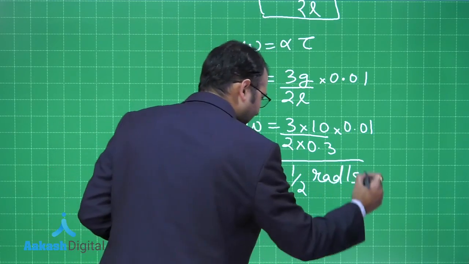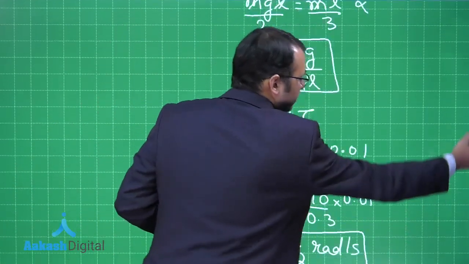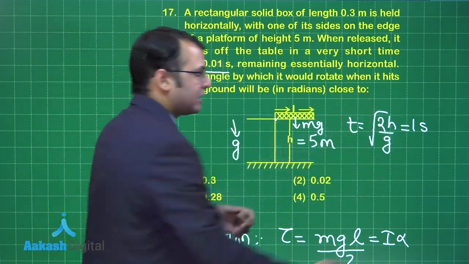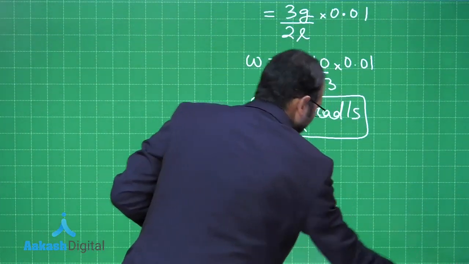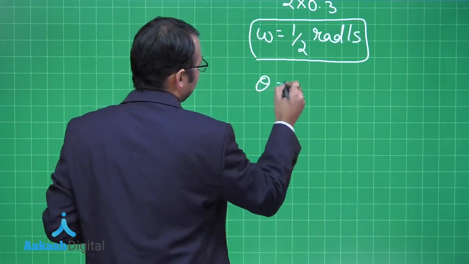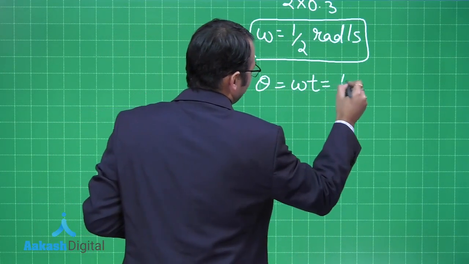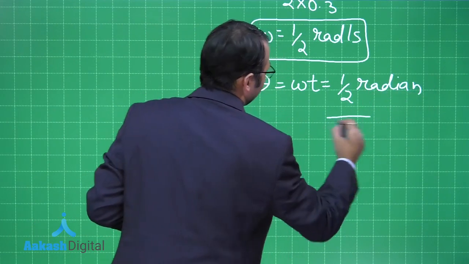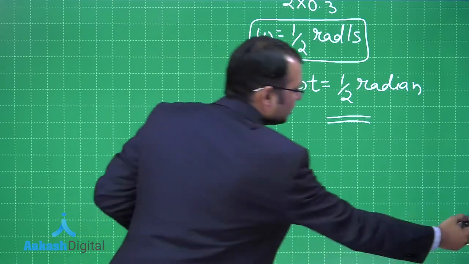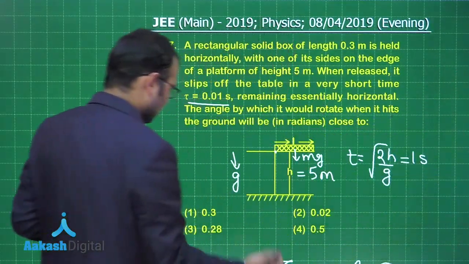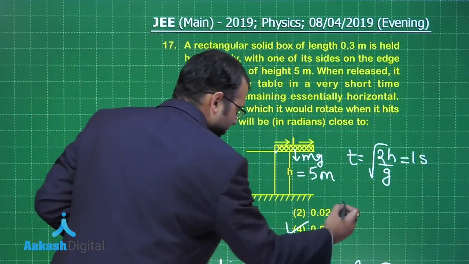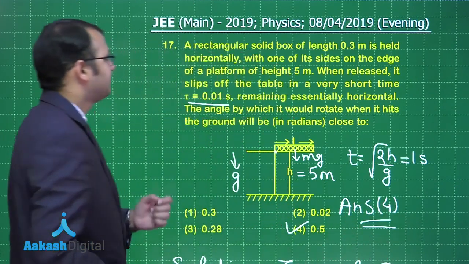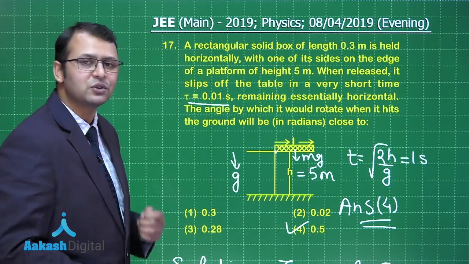And with this angular speed, the angle which it will travel in this time period of 1 second would be simply omega t, that is theta equals omega t, that is equal to half radian, right? Let's see which is the best suited option here among the 4 options. So among these 4, answer number 4 is the right option, right? Now let's move on to the next question, that is question number 18.